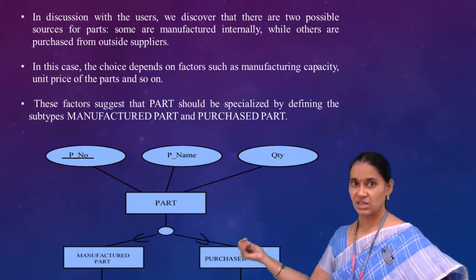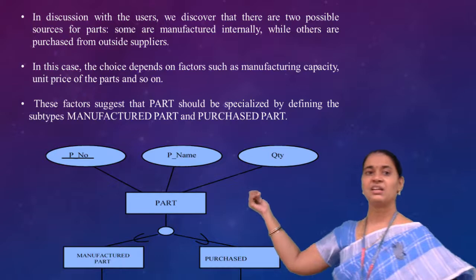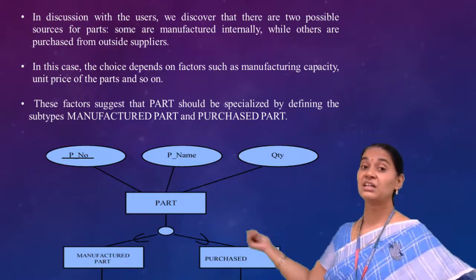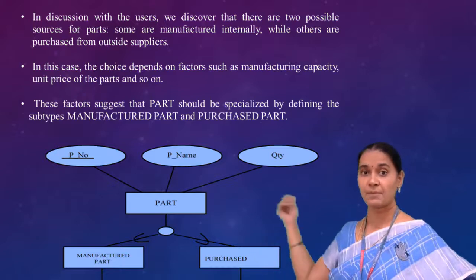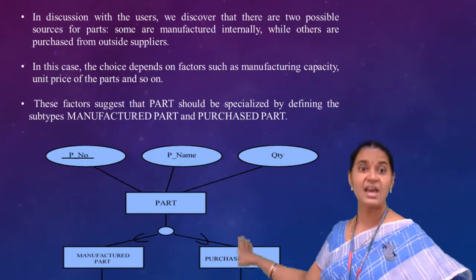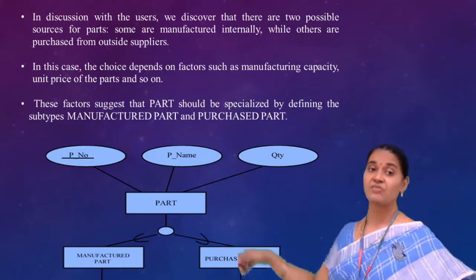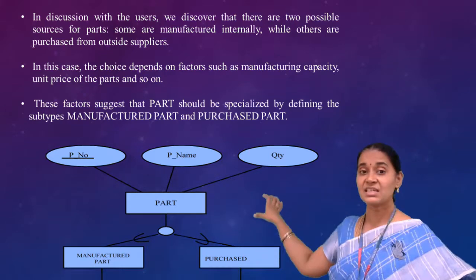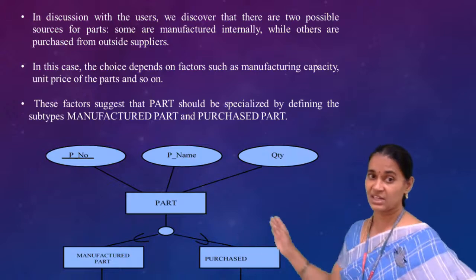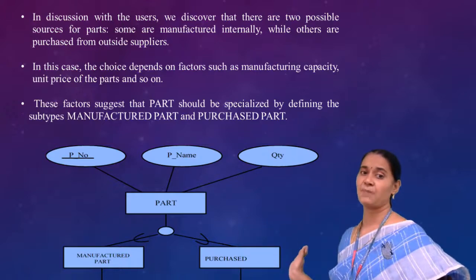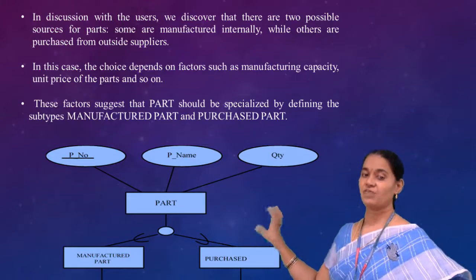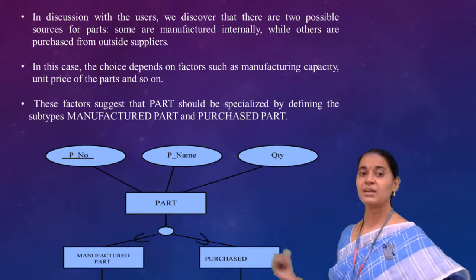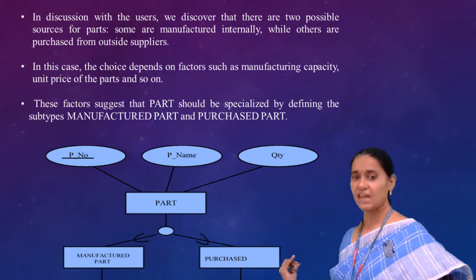So in our discussion with the users, we discovered that there are two possible sources for parts. The parts can be divided internally into two categories. What are those? The parts that are manufactured internally and the parts that are obtained from outside, supplied by another party. So the parts are again divided into two categories, that is manufactured parts and purchased parts. That is, a part can be manufactured by myself, or if I cannot manufacture that part, I can order it from outside and purchase it.